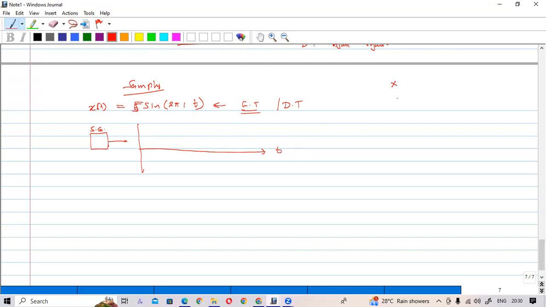In signals and systems, you have learned about 5 basic continuous time signals. One is the unit impulse signal. The other is the unit step signal. Then the complex exponential signal, and the sinusoidal signal.